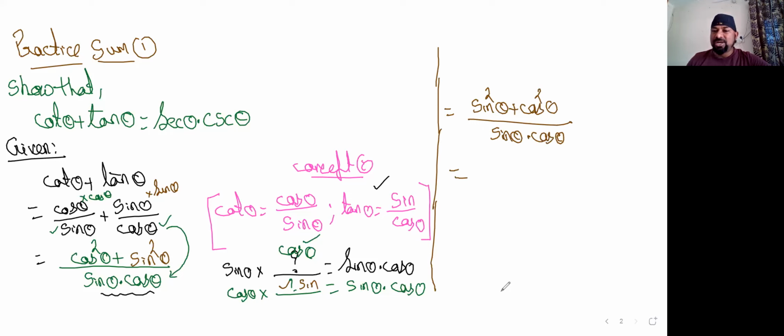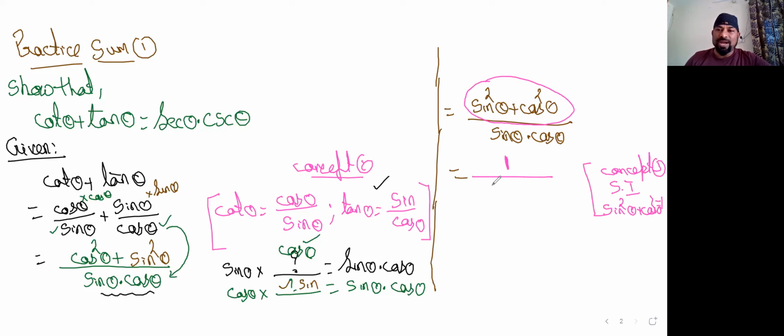Now, just now I told you about the identities, that is concept 3, the square identities. The square identity says that sin square theta plus cos square theta is equal to 1. Wherever we find sin square theta plus cos square theta, there you are supposed to keep 1. See here, in the numerator we have sin square theta plus cos square theta. In the place of that, I kept 1. So 1 divided by sin theta into cos theta.